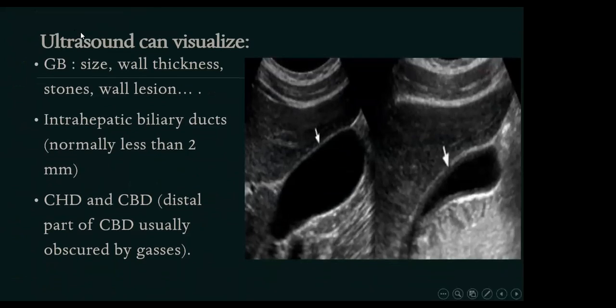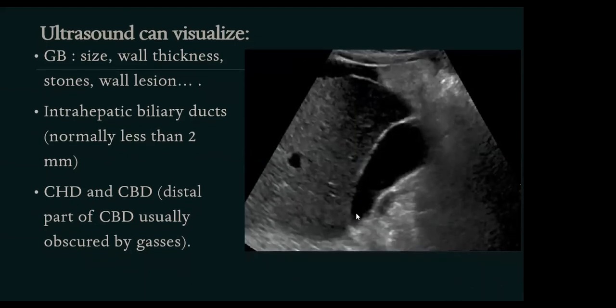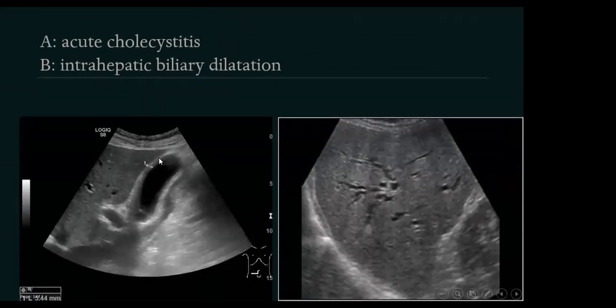Second, we have the ultrasound. The ultrasound can visualize the gallbladder, the intrahepatic biliary duct, and extrahepatic biliary duct. However, the distal part of CBD is usually obscured by gas. Here we can see the normal gallbladder. This is a case of cholecystitis. We can see thickening in the wall of gallbladder with pericholecystic edema. Here we can see an intrahepatic biliary dilatation, which has a serpentine appearance.